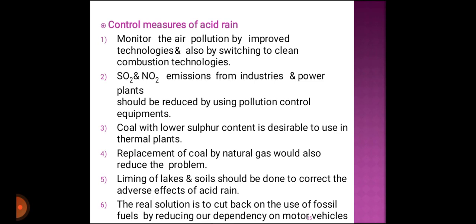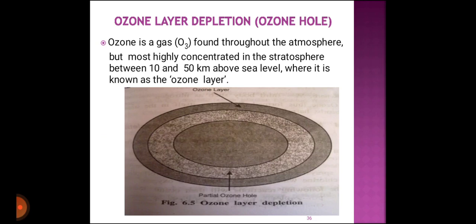The molecular formula for ozone is O3, found throughout the atmosphere but most highly concentrated between the 10th and 15th kilometer above sea level, where it is known as the ozone layer. This is the schematic diagram of ozone. Ozone is formed in the atmosphere by a natural process: molecular oxygen O2 combines with nascent oxygen, atomic oxygen O, to form O3. It is a cyclic process.